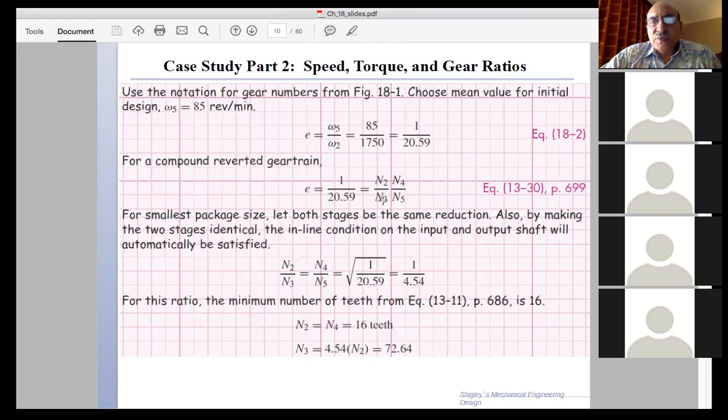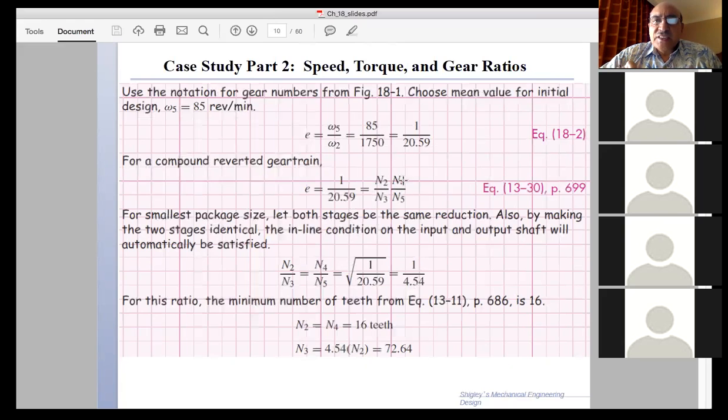So it'll be N2 over N3 times N4 over N5, and we make each stage equal so that we have an efficient system. Therefore, taking the square root of 1/20 gives us a reduction of about 4.5 in speed. So we're cascading from 1750 to something intermediate, and then from the intermediate one more step until we get to the output, which is 85.